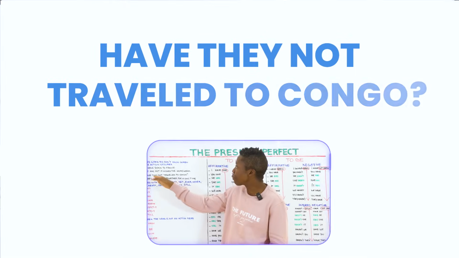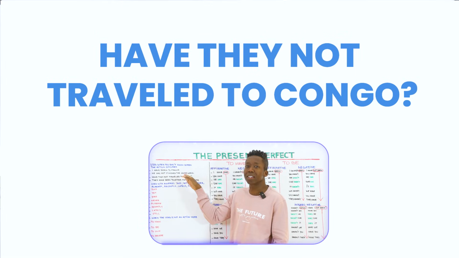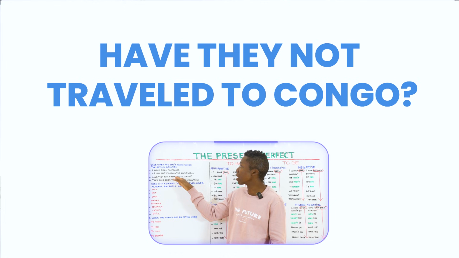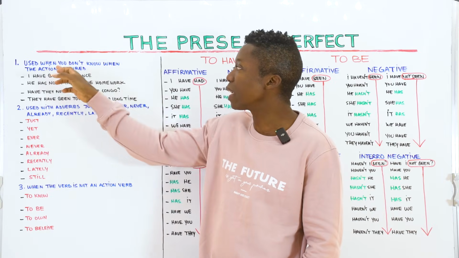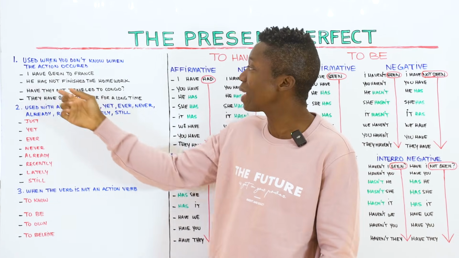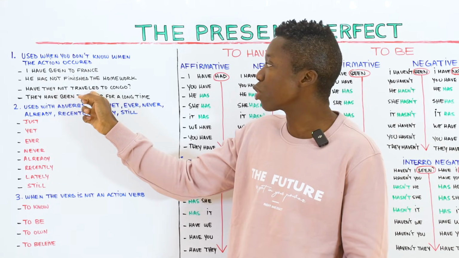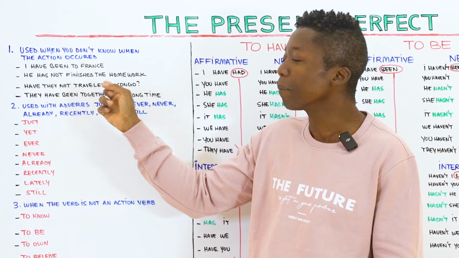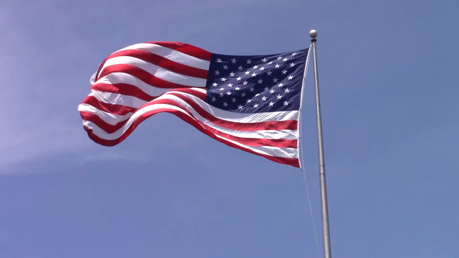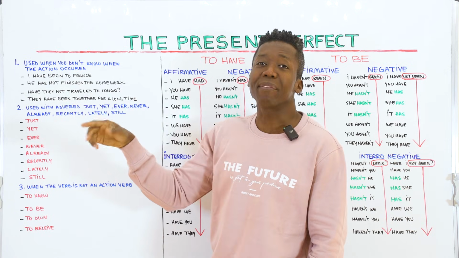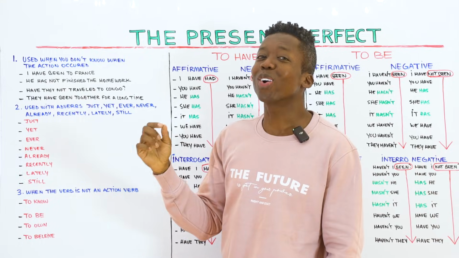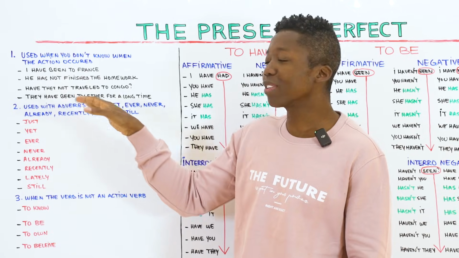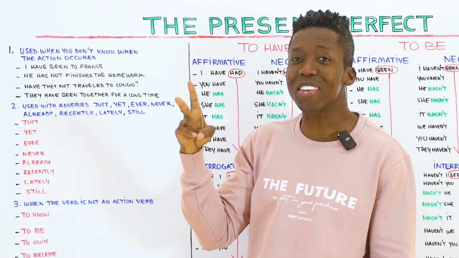Okay? Have they not traveled to Congo? Have they not traveled to Congo? Vous voyez que ici également, on ne sait pas quand l'action s'est produite. Have they not traveled? Alors, j'ai déjà expliqué ça dans une des vidéos de la conjugaison anglaise, que en anglais américain, traveled ou bien traveling, c'est un seul L. En anglais britannique, traveled ou bien traveling, c'est deux L.